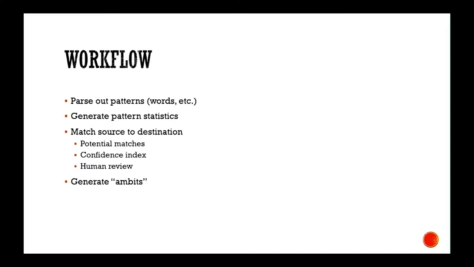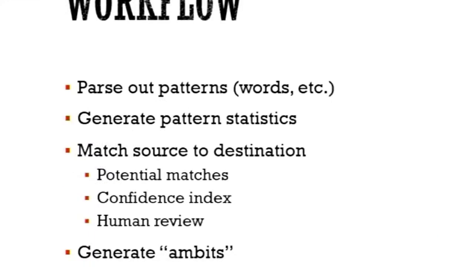The workflow, generally speaking, is to parse out patterns, for example words, from a source data set, and then try to find probable matches in the destination data set. So again, parse out patterns, generate pattern statistics. This is not strictly necessary, but it usually helps. And then match a source to a destination. That may include a list of potential matches and a confidence index maybe. And finally, so far we have a human review the results. This generates what we call ambits or spheres of assets that are connected. So we feel that this is useful. It also usually involves very large data sets, or what we think of as large data sets, that preclude the possibility of a human going through all of them. All right.